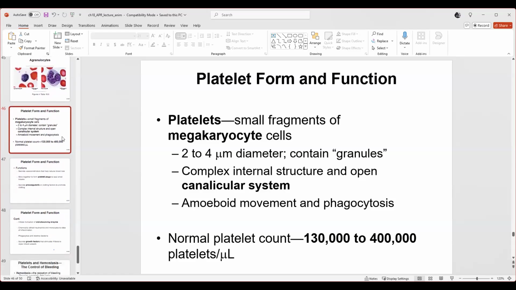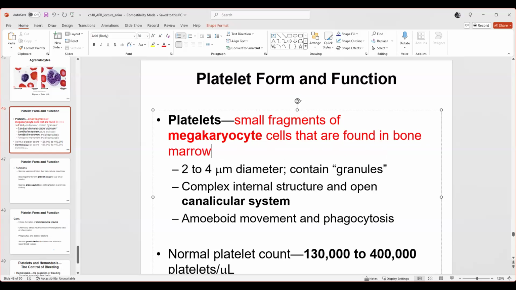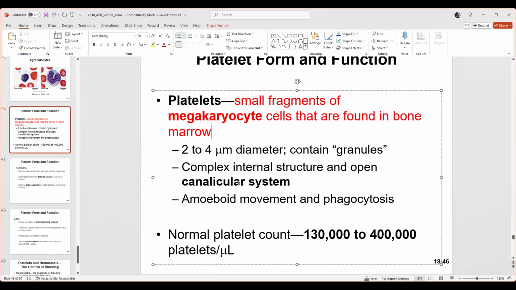All right. Last one's platelets, small fragments of megakaryocytic cells. The cells itself are found in the bone marrow. These are large cells, and when we need more platelets, it pinches up a portion of its plasma membrane and releases it into the bloodstream. Normal blood platelet count, usually we want it closer to 400,000. That's the normal count.